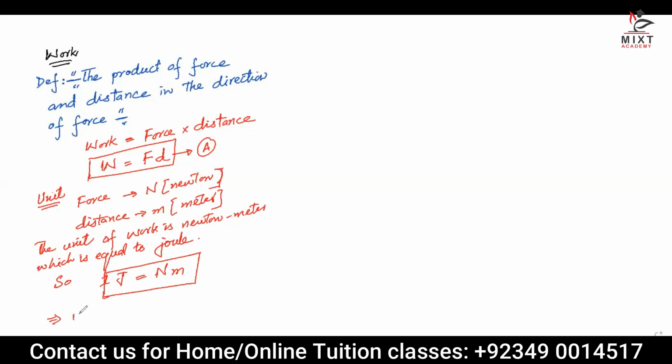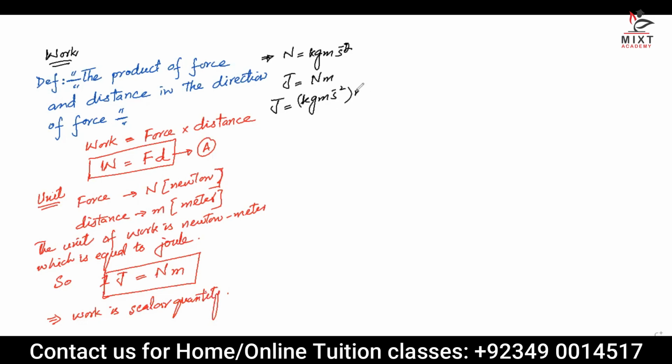And another thing, work is a scalar quantity. Okay, write an MCQ which is coming into the paper that as we know that Newton is equal to kg meter per second square, so joule is equal to Newton meter, or joule will be equal to kg meter per second square into meter. So joule will be equal to kg meter square per second square. This is coming into papers, okay? Write the joule in base unit. This is coming in the MCQs, okay? It's fine.